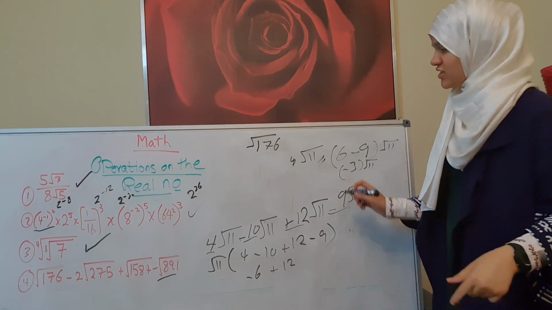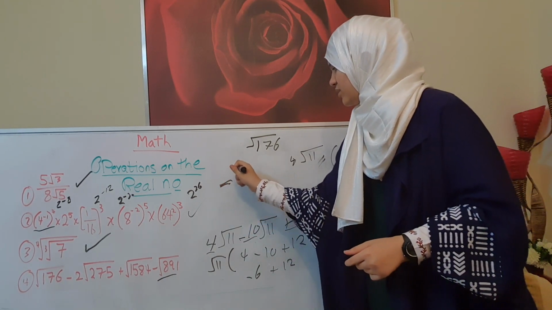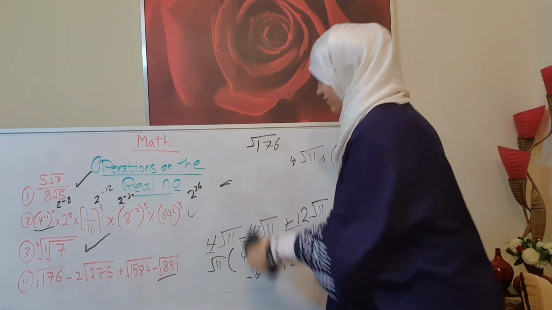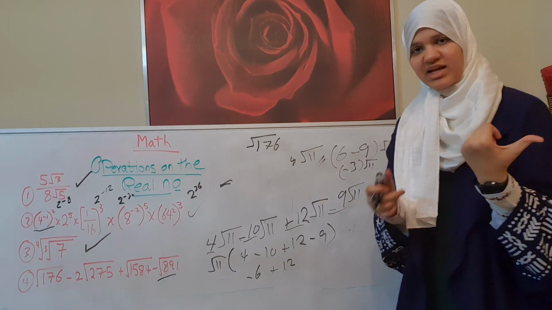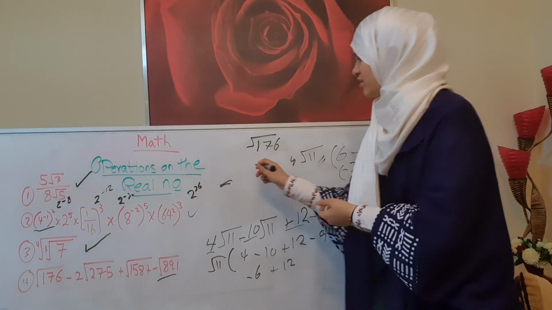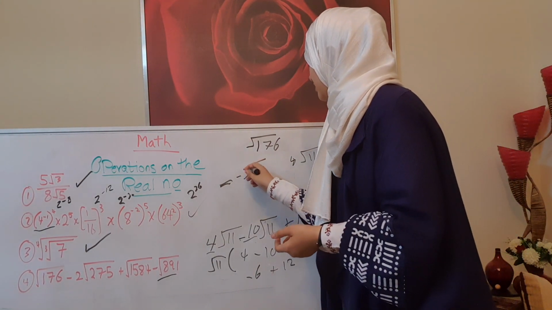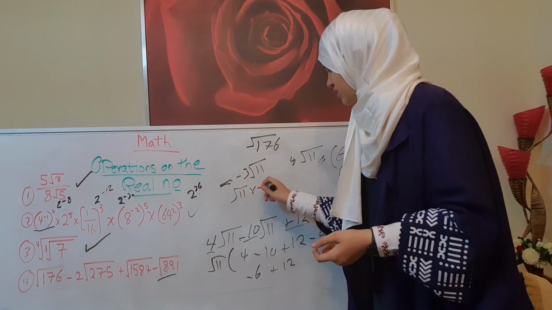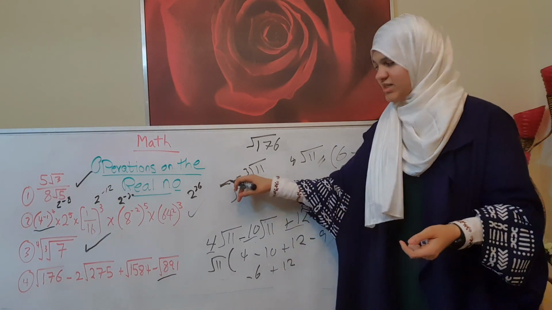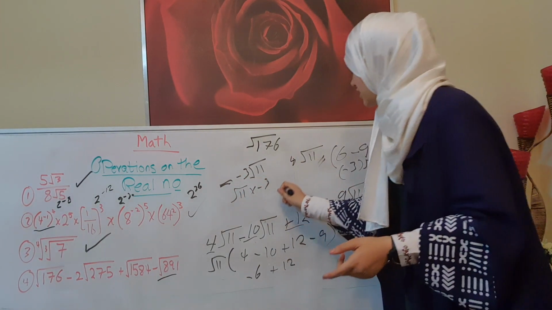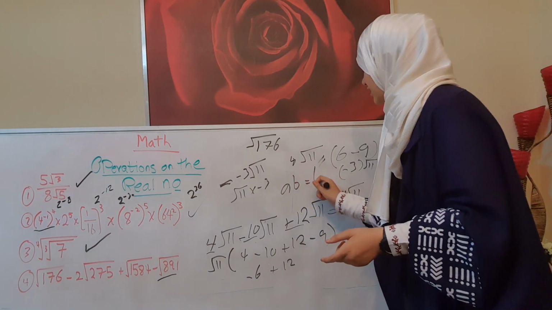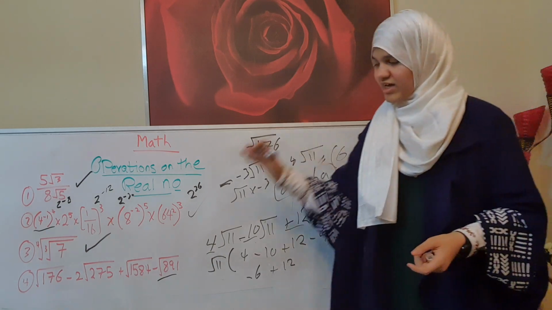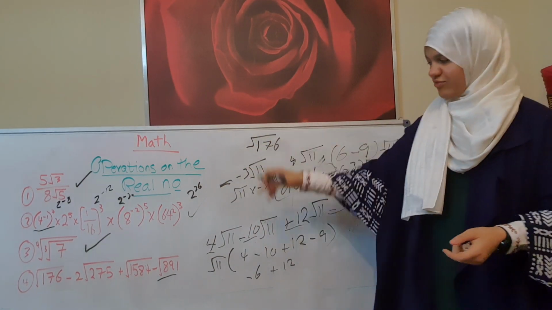So the final answer for this question will be negative 3 times radical 11. Or it can be radical 11 times negative 3. It can be also radical 11 times negative 3, but the main one is negative 3 times radical 11, because we know that AB is the same as BA. It doesn't matter. So that was the last answer for the last question, question number 4.